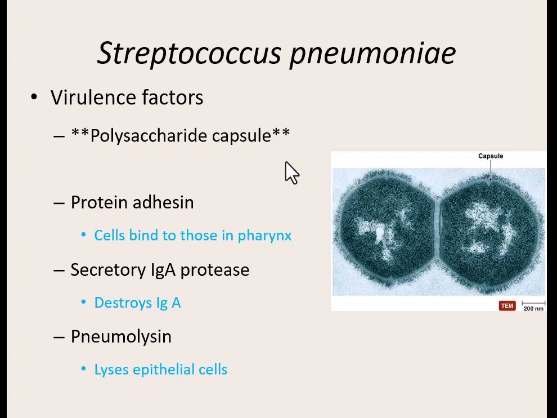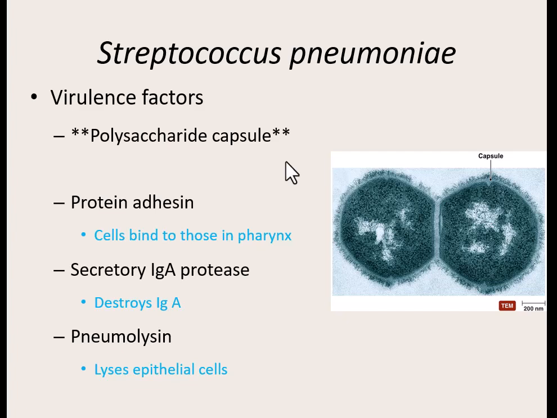It makes an enzyme called secretory IgA protease, an enzyme that breaks down your antibody IgA. So if you remember, in our immune system we have 5 different classifications of antibodies or immunoglobulins. IgA is one of our antibodies. So as your immune system tries to attack it, it breaks one whole group of antibodies, IgA, right down. So you have a whole group of antibodies that can do absolutely nothing for this bacteria.